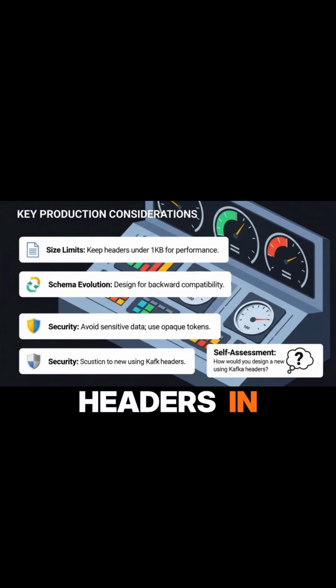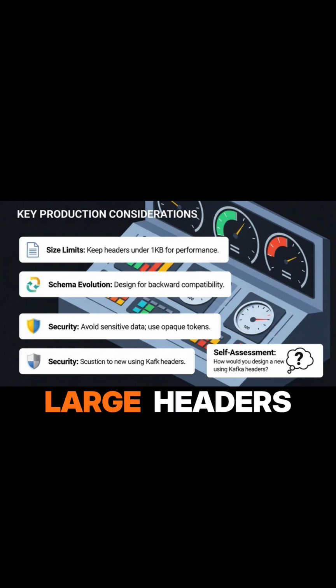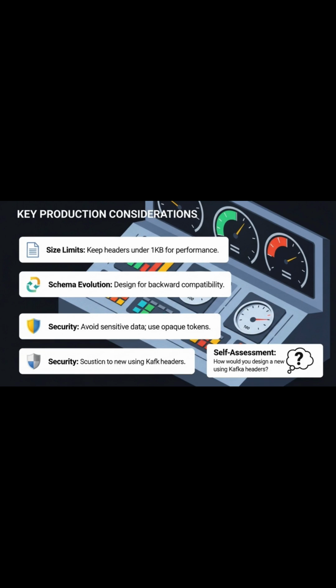As you implement headers in production, keep a few critical points in mind to ensure robustness and performance. First, header size limits. It's crucial to keep your headers small, ideally under 1 kilobyte total. Large headers can impact broker performance, so use efficient serialization.